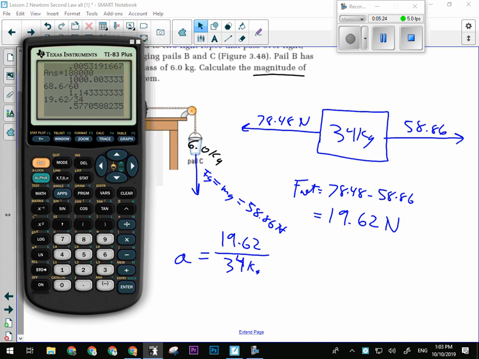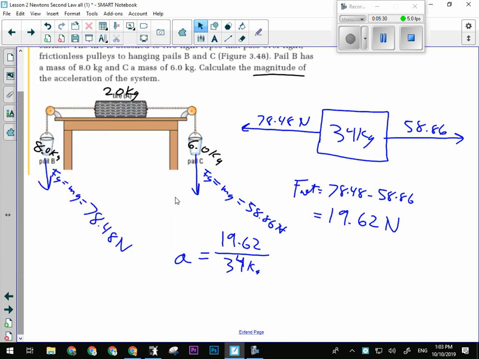Okay, so the magnitude of the system's acceleration is 0.58 meters per second squared. Now, if I were wording this question, I would word it this way instead. I would not ask for the magnitude of the system's acceleration. I would ask you for the acceleration of the tire.